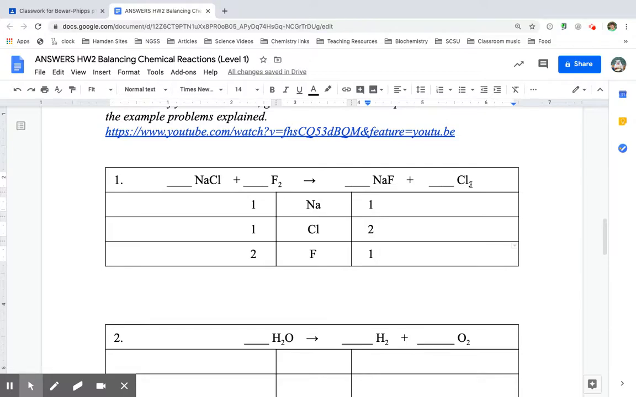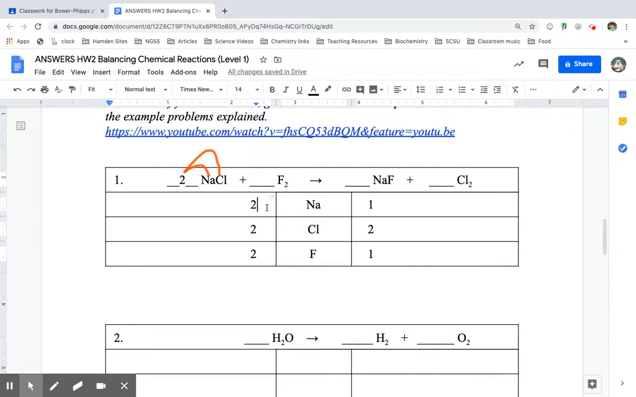So the next step is to figure out which ones are not balanced. Sodium, Na, looks good because there's one on both sides, but Cl has a 2 and a 1, so we need to put more on this side. Remember to put the big number up there first, and it changes everything. So there's 2 Na and also 2 Cls. So that means we now want 2 Cls, 2 Nas. It changed both of them.